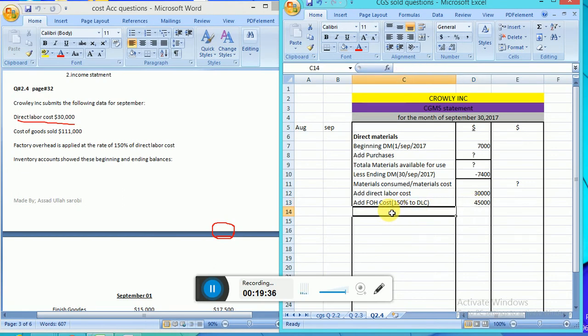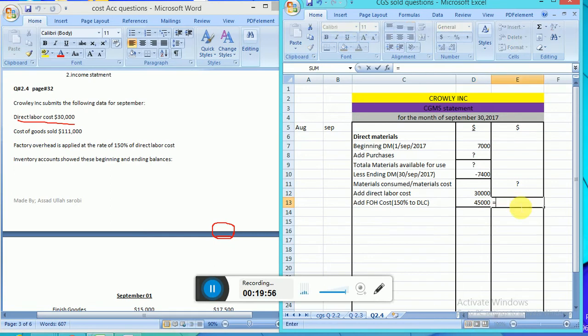Now, if we add direct labor cost, direct material cost and factory overhead cost, what is the sum of these? If we add direct labor and factory overhead, their total will be 30,000 plus 45,000, which equals 75,000.